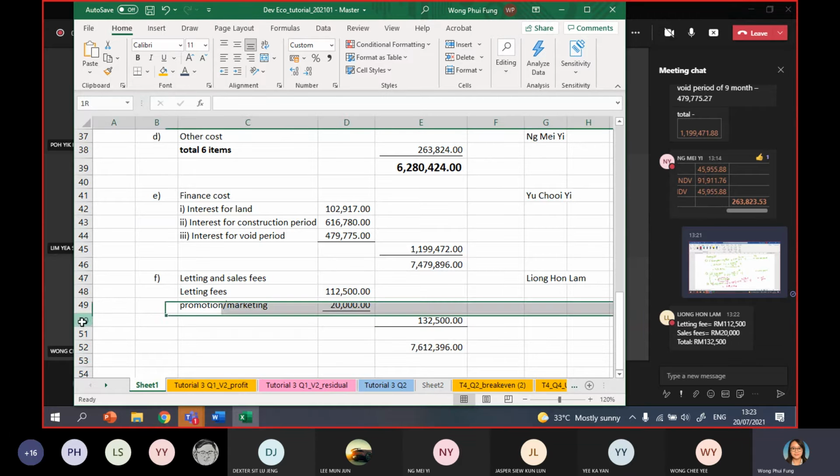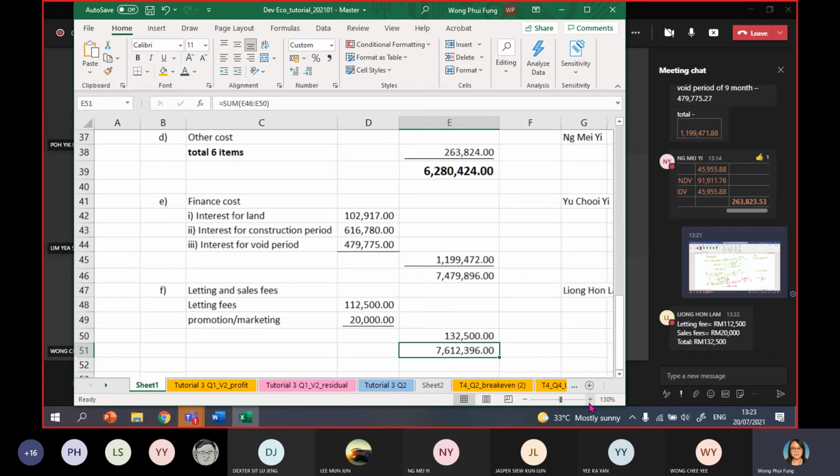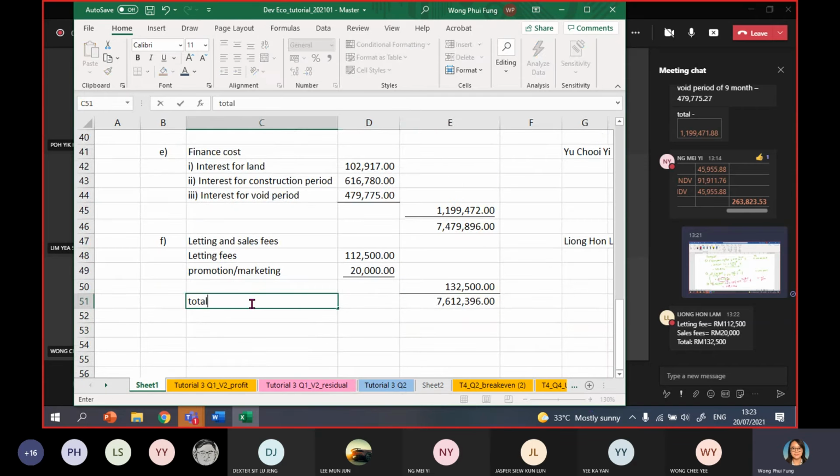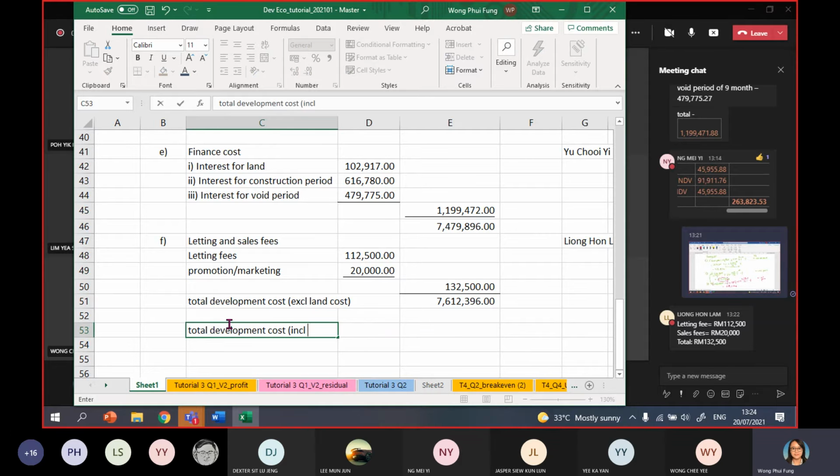Okay, this one, right? This 7 million is the total development cost excluding land cost. This figure is actually excluding the land cost that you calculated at number 1, the A. If you check properly, this figure is without the land cost. But to calculate the total development cost, you should include the land cost.